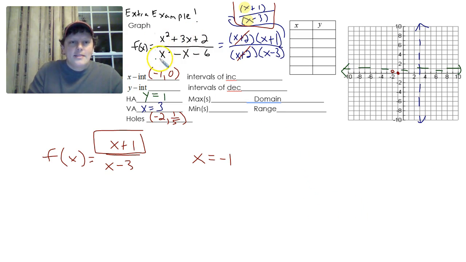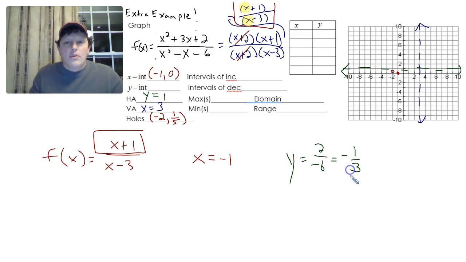Remember, if x is 0, all that stuff goes away. We just got 2 over -6. 2 divided by -6 is going to reduce to -1/3. So on the y-axis, down a third, kind of lines up with the things that I've already got coming through here anyway, so that's great. 0 comma -1/3.